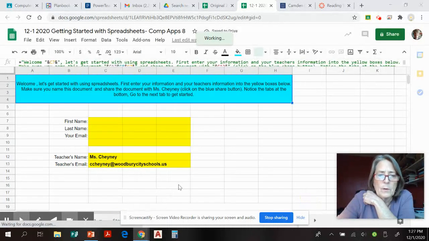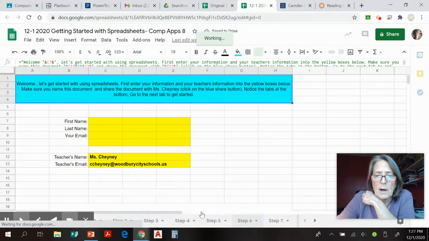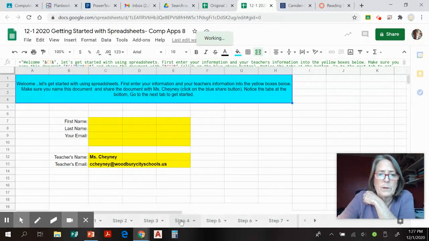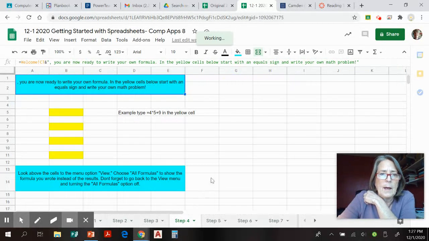All right, so I have to get this out of the way. For steps 4 and 5, we go down to the bottom and pick on the tab for step 4, and it'll take you to this page. And I think we started this yesterday, but we didn't finish it all. So let's start over. And you're now ready to write your own formula.